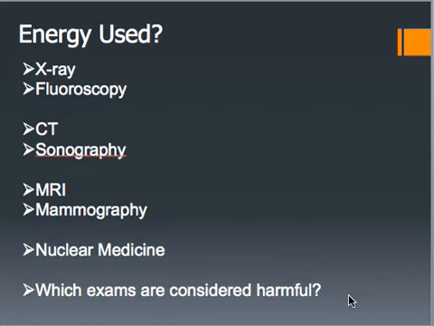Which one of these would we consider harmful to a patient? Well, anything that's involving radiation is going to be harmful, right? So X-ray, is that considered harmful? Yes, we use radiation, right? Fluoroscopy, is that considered harmful? Yes, we use radiation. CT? Yep, we use radiation. Sonography? No, we use sound waves. There is no research that shows that sound waves can be harmful. MRI, is it harmful? No. We use radio waves and a magnet, so there's no proof that MRI is considered to be harmful to patients.